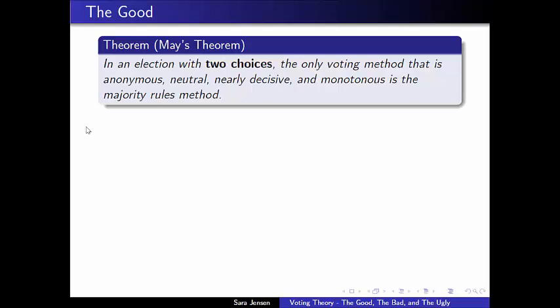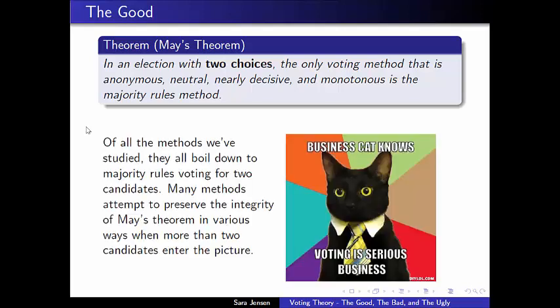The method of whoever has more than 50% of the votes is the winner is the method that's going to be fair. Now, why do I say that maybe this helps us feel better about things? Well, first of all, in the United States currently, we often vote in two-party elections and we use the majority rules method, so that should help us feel a little bit better.